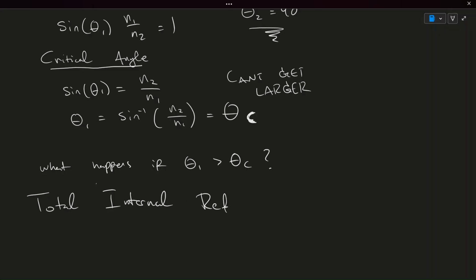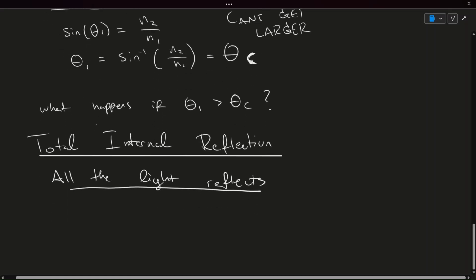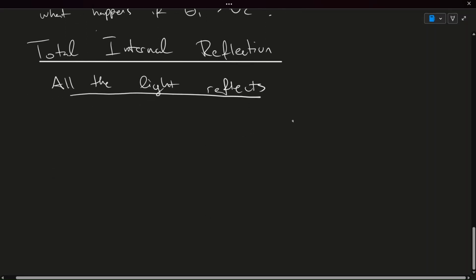Because we know we can make it bigger, right? Like in the case before, if n1 is like 2 and n2 is 1, theta c might be way less than 90 degrees. So what if we push theta 1 past the critical angle that makes theta 2 90 degrees? Basically, all the light reflects. This is what we want. This is what we've been looking for. In fiber optics, we want all the light to reflect. And now we know how to get to that point.